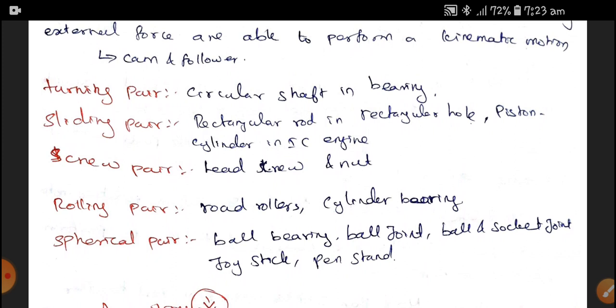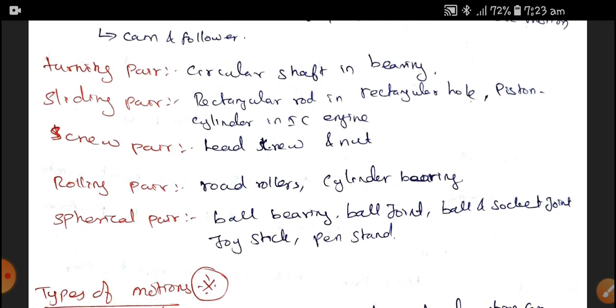Next, spherical pair: ball bearings, ball joints in the front axle of our four-wheeler vehicles, and ball and socket joint, joystick in the phones, joystick in the mouses, and pen stand are all spherical pairs.